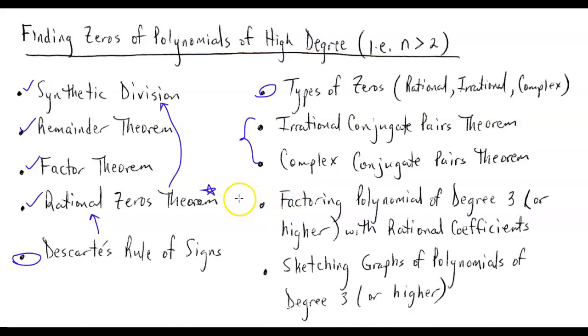And then finally, we will do some actual practice examples. This will be the potpourri area where we'll take all the things that we've learned up to this complex conjugate pairs theorem and apply them to factor down our polynomial of high degree, write it in factored form, and graph it.